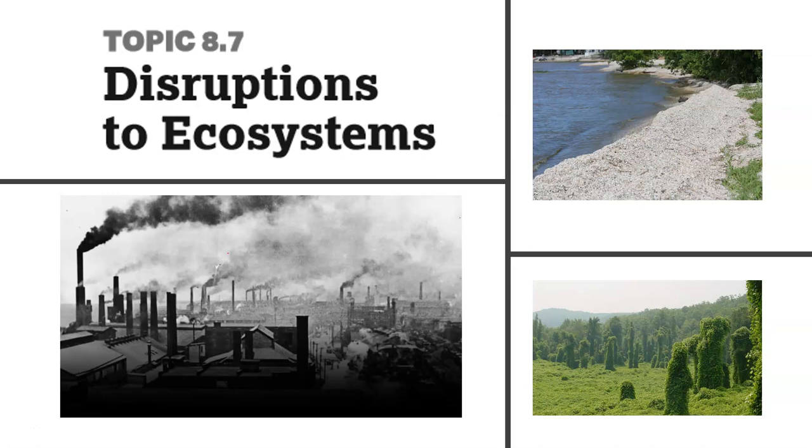Okay, so welcome. Our last video for ecology, topic 8.7, is about disruptions to ecosystems. In other words, things that come in and change the nature of an ecosystem, maybe change the way species interact in that ecosystem. Some of the examples I have here, these pictures, if you'll notice, this is a picture of the Industrial Revolution.